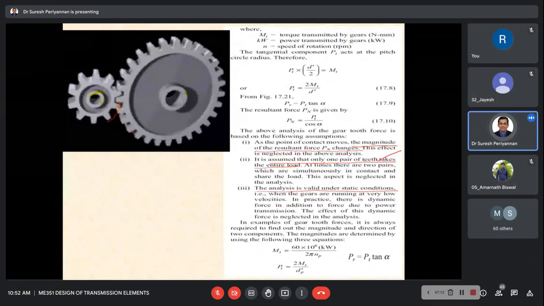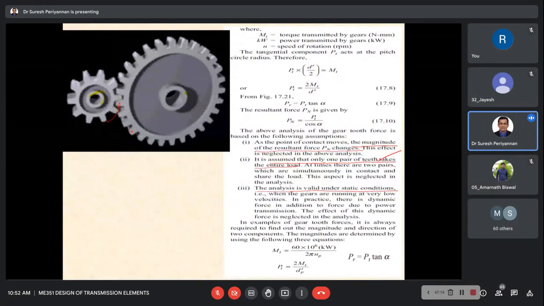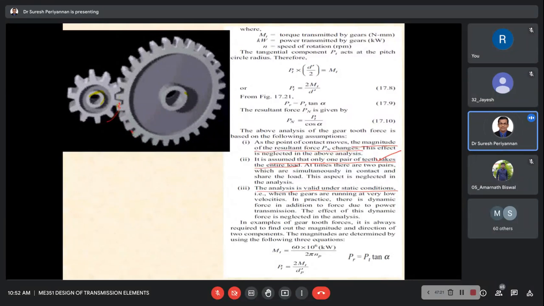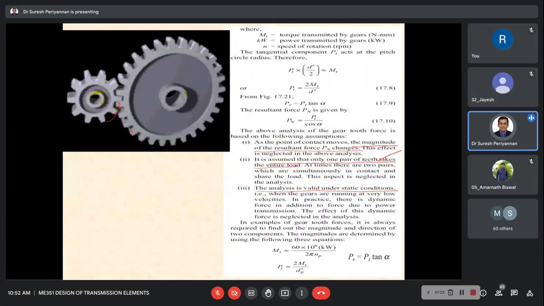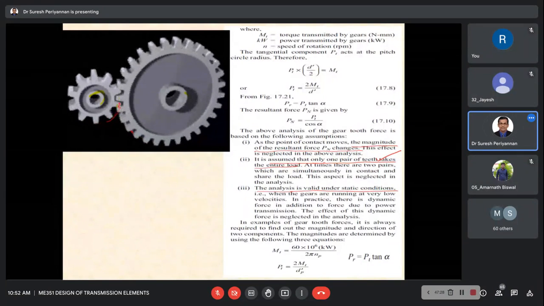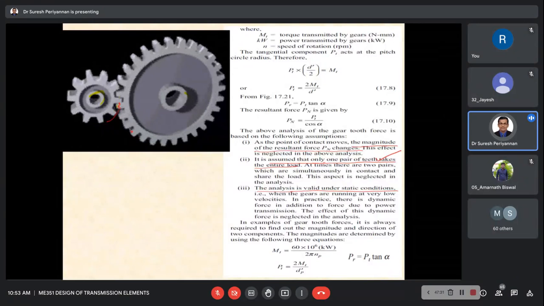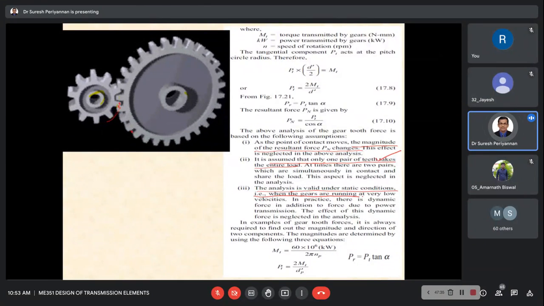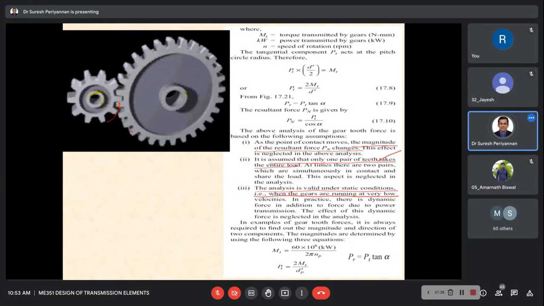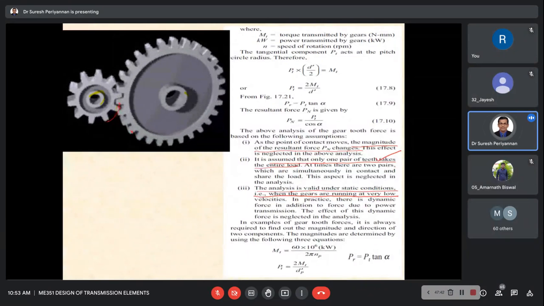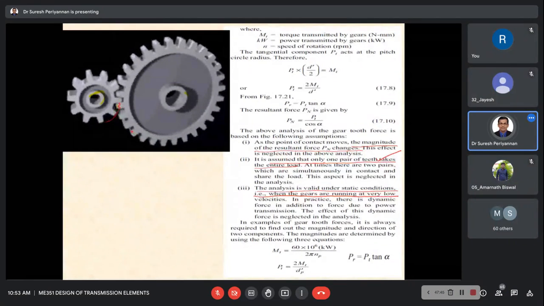But at the starting condition, it will take enormous torque and enormous force. That's what we mean by considering the static condition: the initiation torque is more than the running torque or running force. Hence, we consider the analysis under the static condition, when two gears are running at very slow velocities. Later we are going to consider the dynamic load also. We will discuss that later, but initially we take it like this.